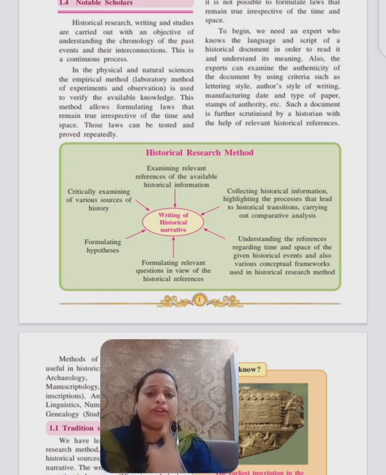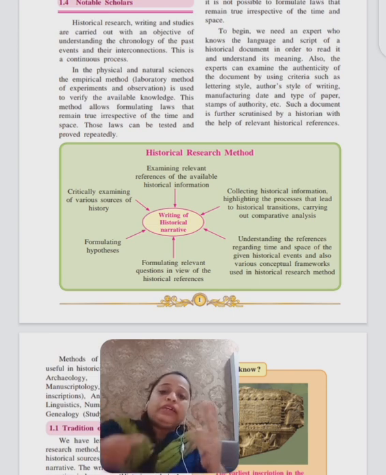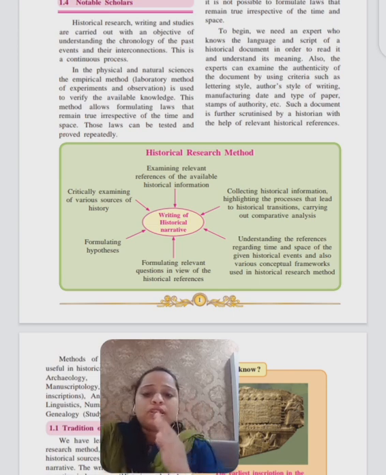Our first point to be discussed here is formulating hypotheses. It's very important in the historical research method to formulate the hypothesis. How are we going to formulate the hypothesis, how will we be in a position to formulate it? The second point is critically examining various sources of history.